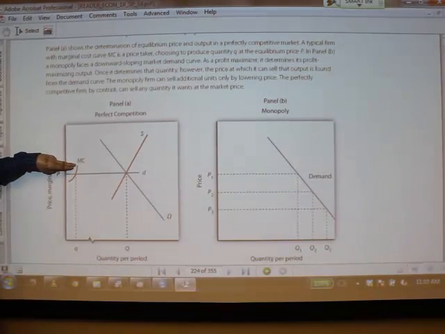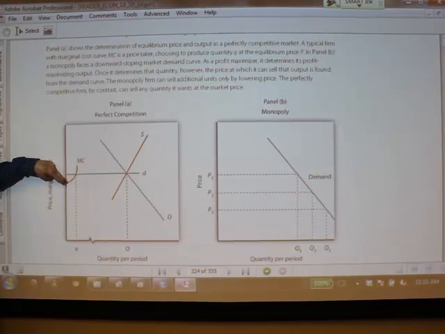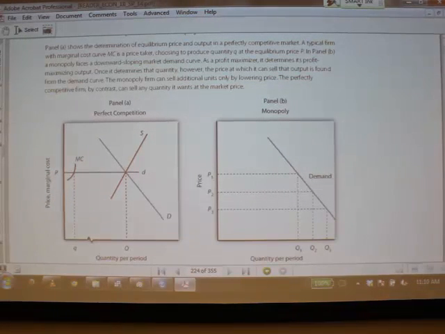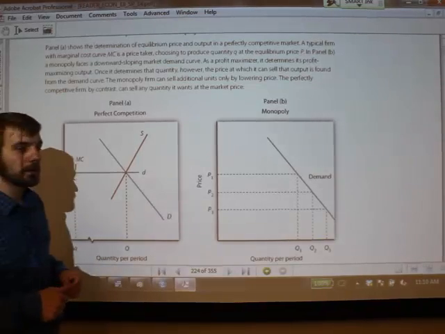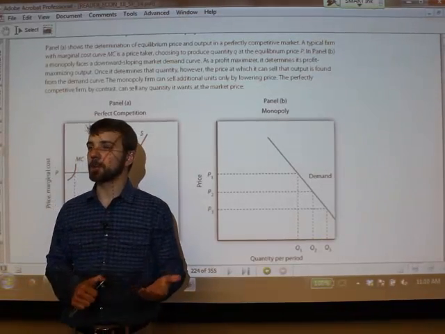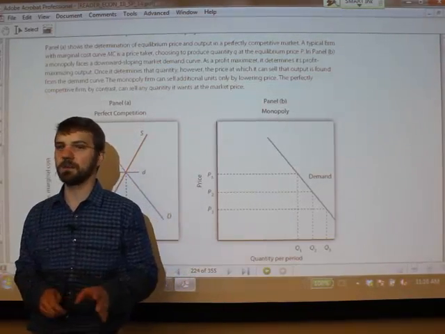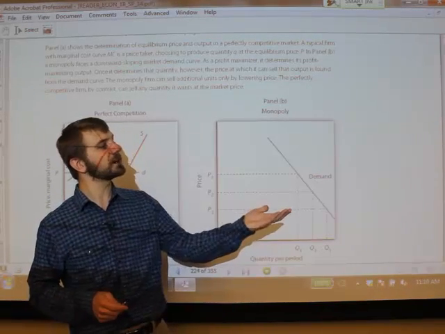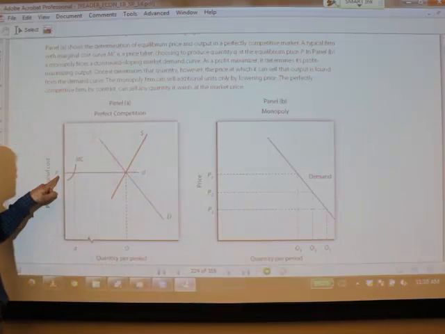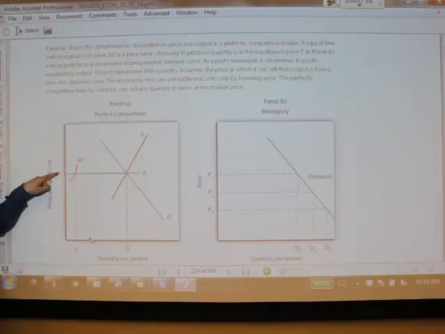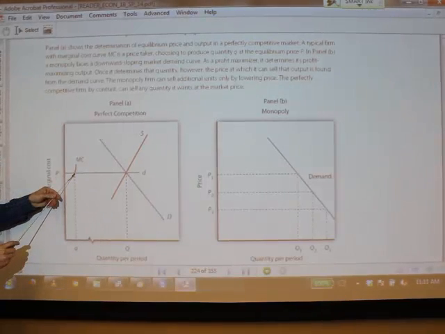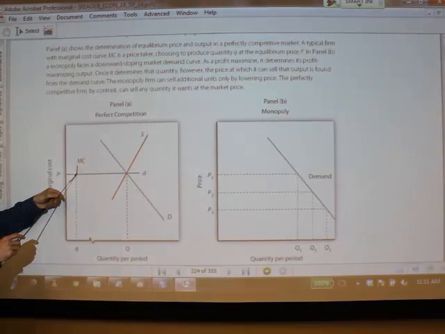First, let me draw your attention to this marginal cost curve. This is the marginal cost curve for an individual firm. Remember, in perfect competition, firms are price takers. They have no impact on the price. So they look out in the market and say, what's the price today? Well, it turns out it's P. And they say, okay, I'll maximize profit by producing the quantity where price equals marginal cost.